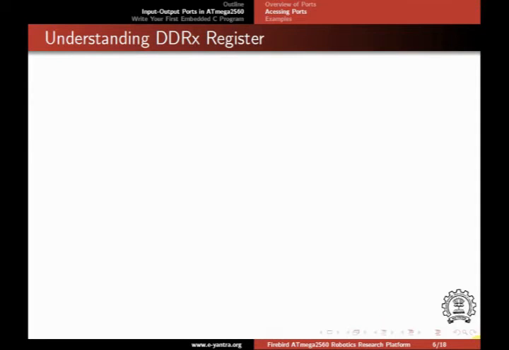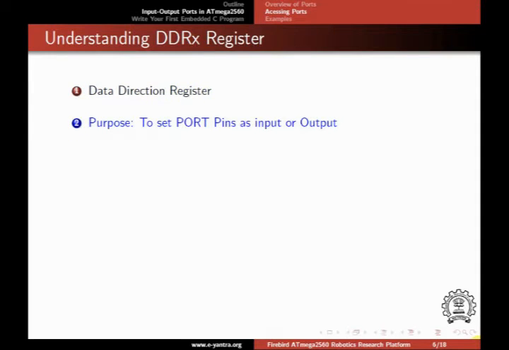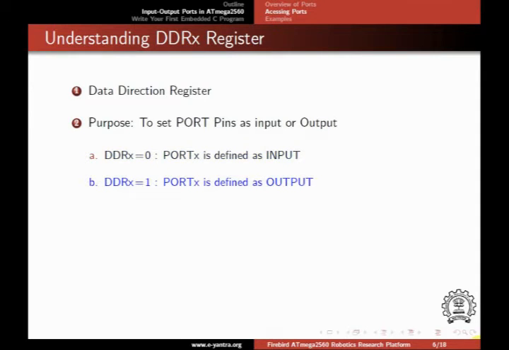So first register is DDRx register. DDRx register stands for data direction register. The purpose of this register is to set the port pin as input or output. If we assign the value 0 to DDRx register, we set the port pin as input pin, similarly if we assign the value 1 to DDRx register, we set the PORTx pin as output pin.